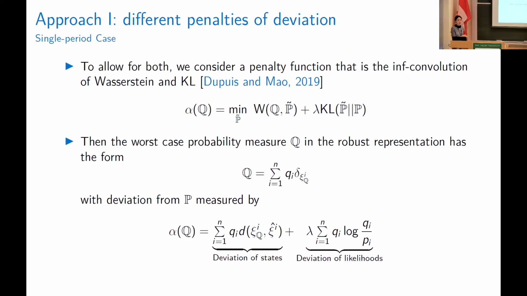Yeah, D has to satisfy the triangle inequality. Yes, that's a Wasserstein one. Yes, indeed. Yes, P is given from the empirical, the nominal measure.